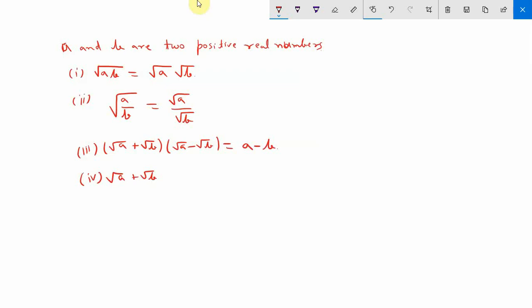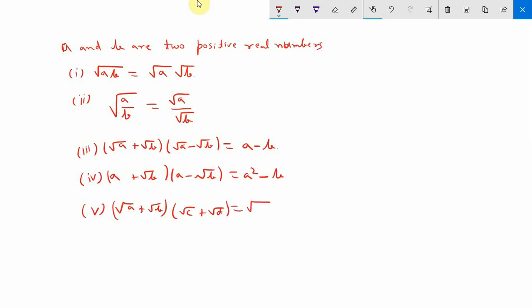Fourth one, under root A plus under root B, sorry, one we will take without root. So A plus under root B into A minus under root B will be equal to A square minus root B whole square, so A square minus B. Next, under root A plus under root B into under root C plus under root D. After multiplication we will get under root AC plus under root AD plus under root BC plus under root BD using distributive properties.